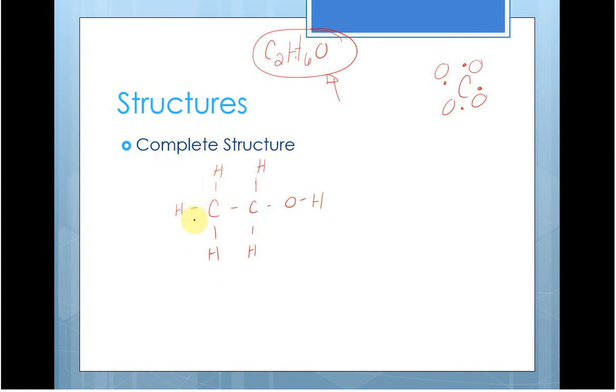I show all of the detailed bonds that are attached to each atom. It does not show bond angles because in general when you're writing on your paper it's hard to do that in any kind of space where you can still be able to write somewhat neatly. So this is the complete structure.